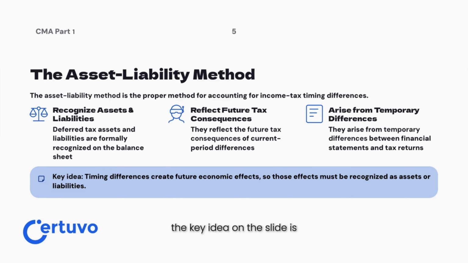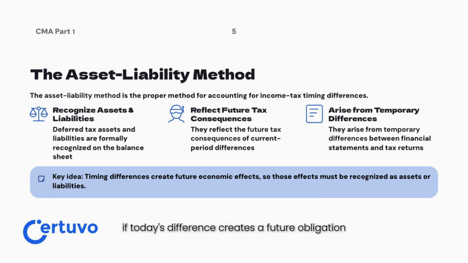The key idea on the slide is timing differences create future economic effects, so those effects must be recognized as assets or liabilities. So the company is not only asking, what tax do we pay now? It is also asking, what does today's difference mean for future tax payments? If today's difference creates a future benefit, we may have a deferred tax asset.